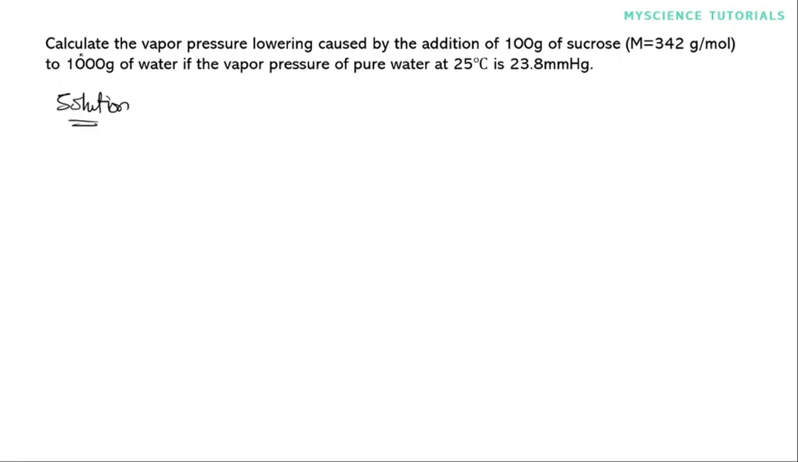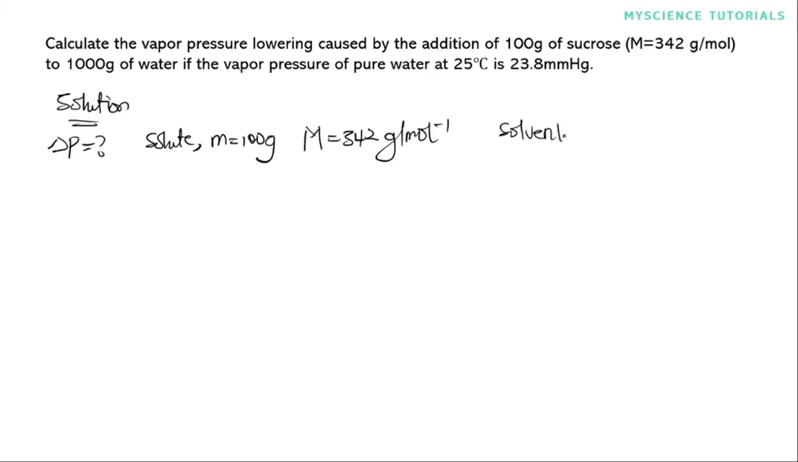So we are to calculate the vapor pressure lowering, delta P, which is what we don't know, by the addition of 100 grams of sucrose. So our solute has the mass 100 grams. The molar mass of the solute is 342 grams per mole. We added it to the solvent, whose mass is 1000 grams. And the molar mass of water, H2O, is 2 times hydrogen, which is 1, plus oxygen, which is 16. This is 18 grams per mole.